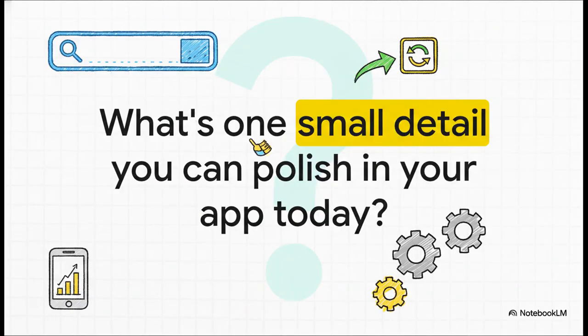So I'll leave you with this question. What's one small detail you can polish in your app today? Maybe it's wrapping a function in useCallback. Maybe it's adding a simple focus state to an input. Whatever it is, I really encourage you to go find that one small thing and do it. That's how you start the journey from just good to great.